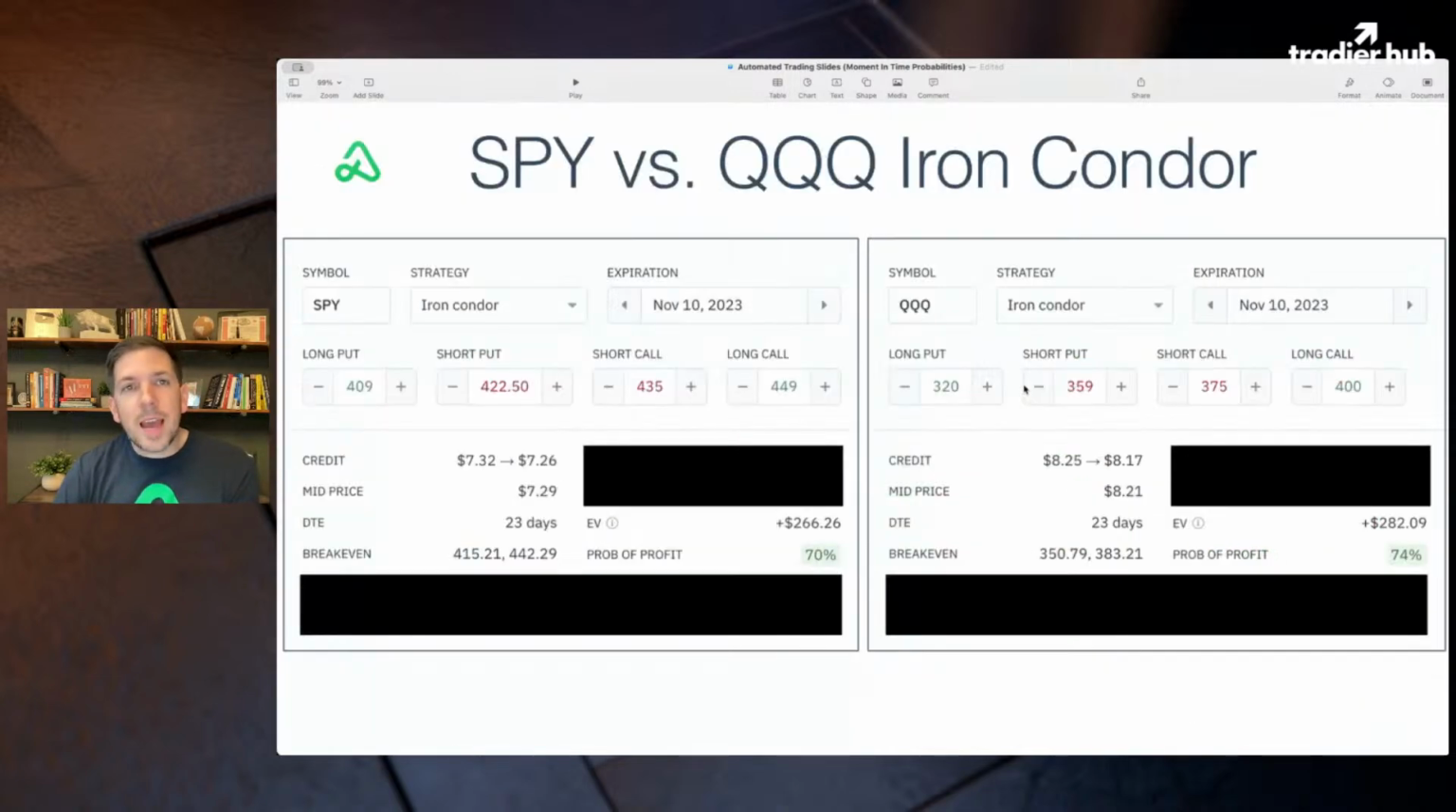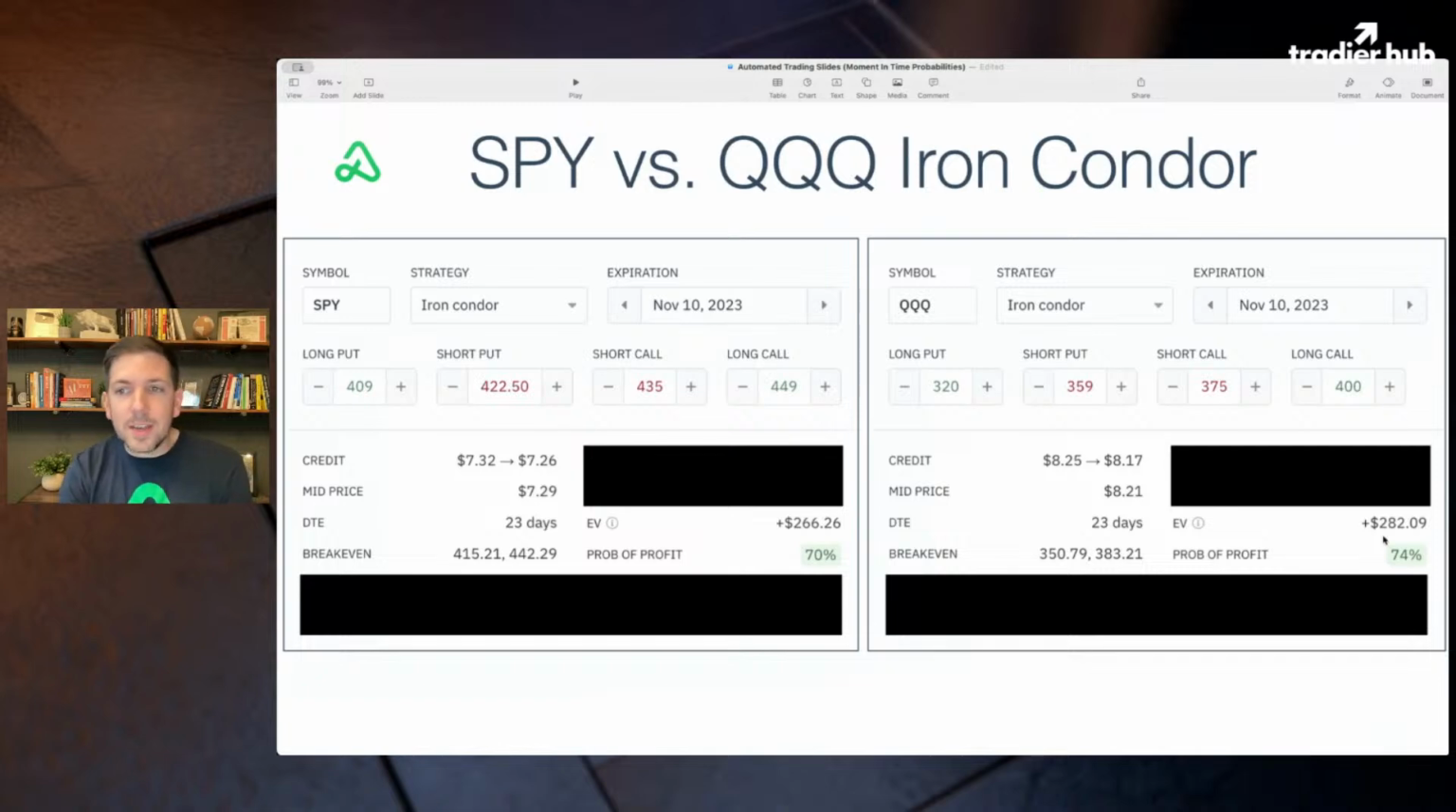And then, as a recap, in the last video in this episode series, we looked at alpha as a ranking mechanism. We compared 2 iron condors. On the left-hand side you can see this SPY iron condor, and the expected value on this trade was $266. For the iron condor for QQQ on the right-hand side, the expected value was $282. So the question I proposed in the last episode was, should we take the QQQ trade or should we take the SPY trade?